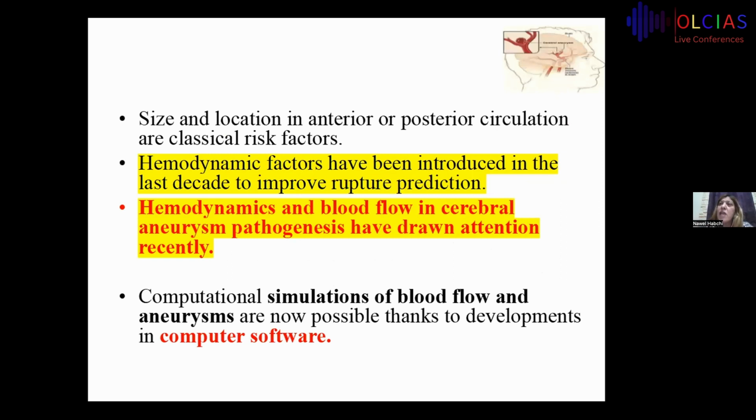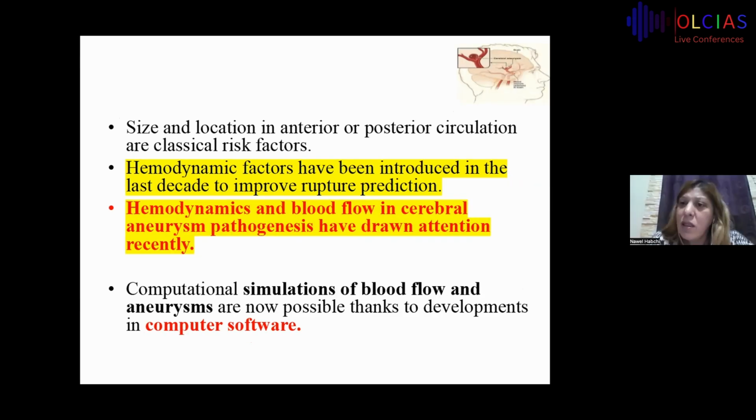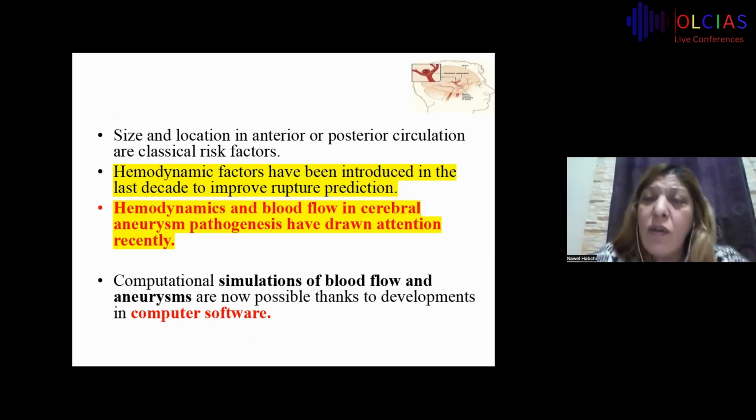The size and location in anterior or posterior circulation are considered classical risk factors. However, in the last decade, we have the introduction of hemodynamic factors. We introduced the hemodynamic factor in order to improve the rupture prediction. This is our objective. So the hemodynamics and the blood flow in the case of cerebral aneurysm pathogenesis have drawn great attention recently. And also, we have recently the intervention of technology. We use computational simulation of blood flow and aneurysm, and we use this thanks to the development of computer software.